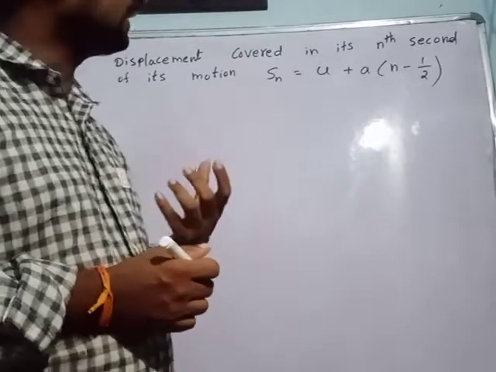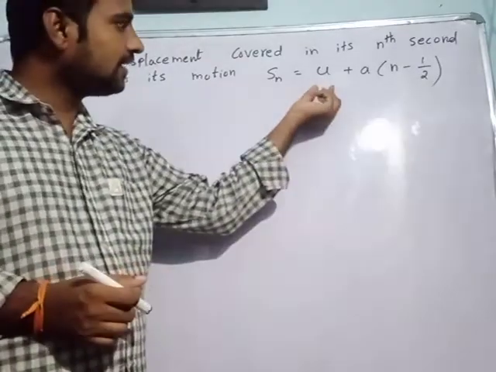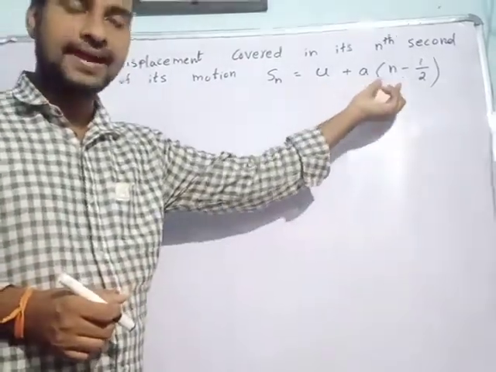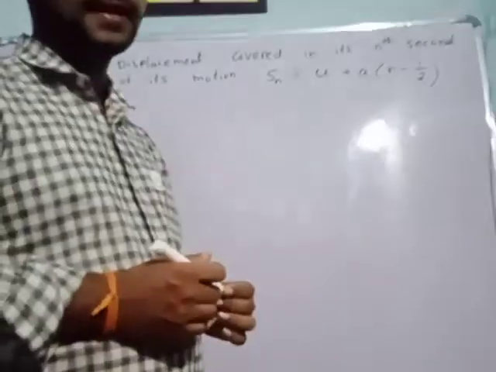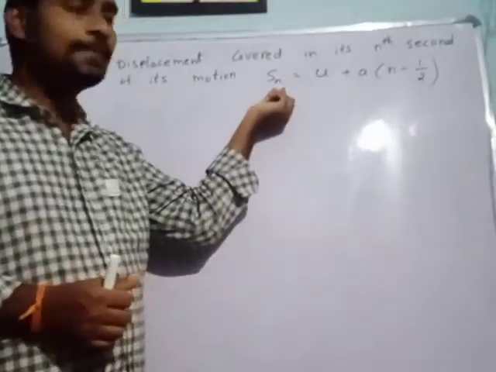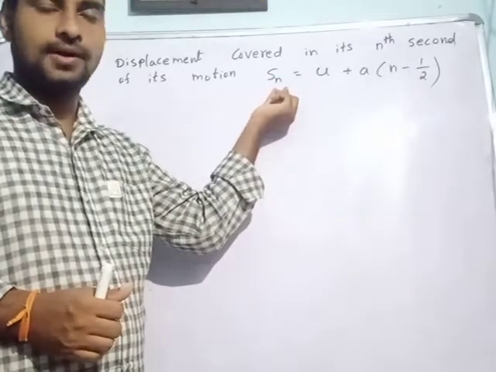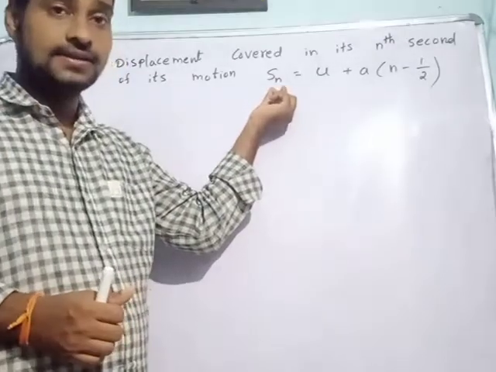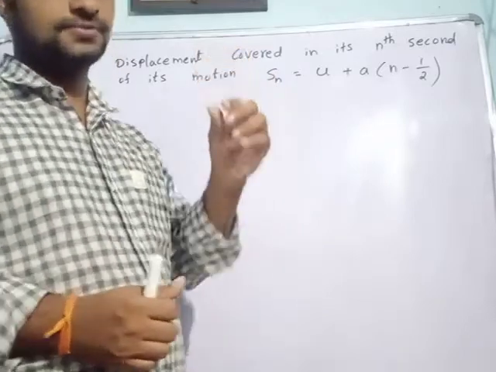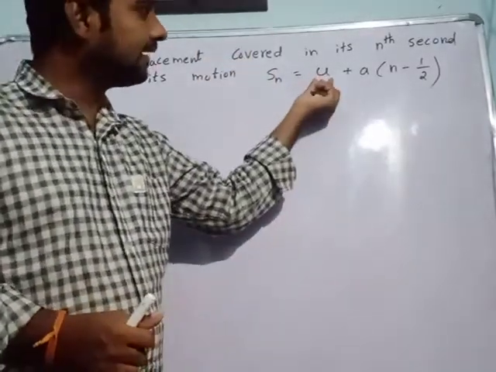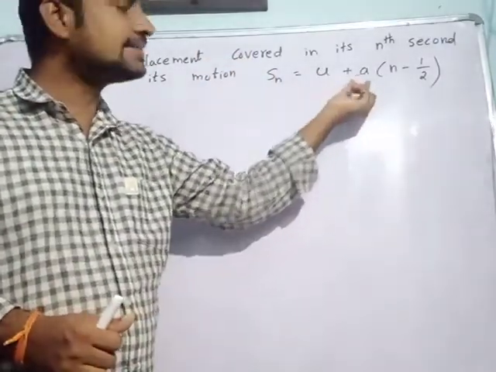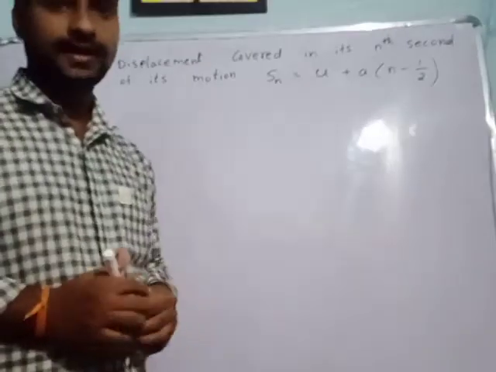So what is the formula? Sn is equal to u plus a into (2n minus 1) by 2. Clear? Here n indicates a particular time, for 4th second or 20th second or 40th second. So n indicates that time. u indicates initial velocity, a indicates acceleration. Okay, clear? Now how to derive this equation?